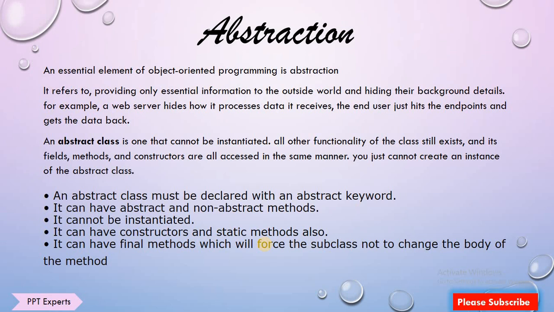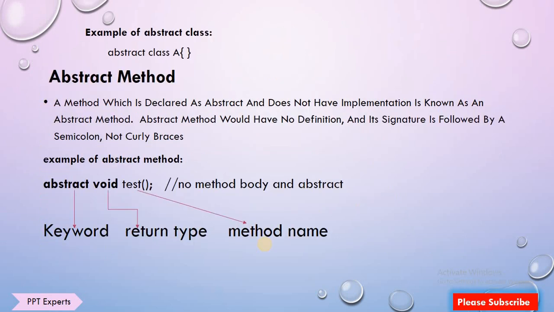It can have abstract and non-abstract methods. It cannot be instantiated, as I have told you earlier. It can have constructors and static methods also. It can have final methods, which will force the subclass not to change the body of the method. So we can use the final keyword also with an abstract class. Here's an example of creation of an abstract class using the abstract keyword: class A, the name of the class, and curly braces.